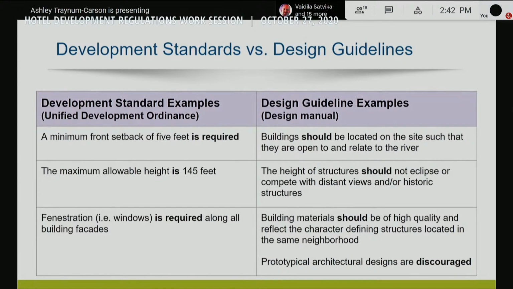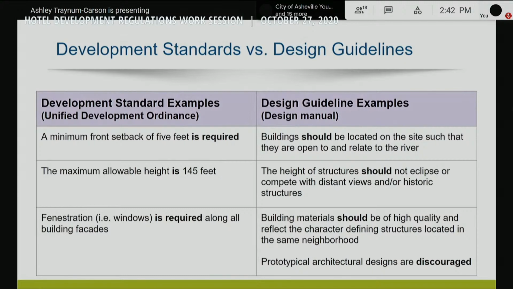Moving over to the right-hand side of this table, a similar design guideline for the location or siting of a building would be that buildings should be located on the site such that they are open to and relate to the river. This is a more subjective guideline that would be found in a design manual, and the type of guideline that would typically be reviewed by a design review body or a board or commission rather than staff because of the subjectivity to that.